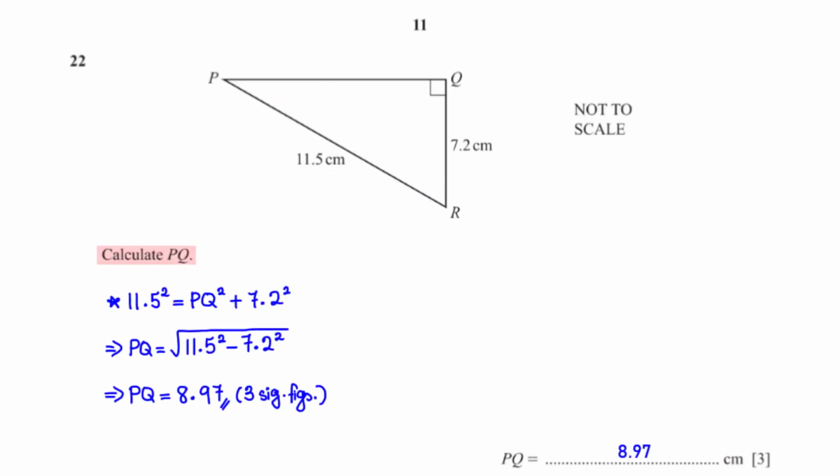Calculate PQ. To get PQ, we apply the Pythagoras theorem. This gives us 11.5 squared equals PQ squared plus 7.2 squared. When we make PQ the subject, this is what we get. When we type this into the calculator, we get 8.97 centimeters, rounded to 3 significant figures.